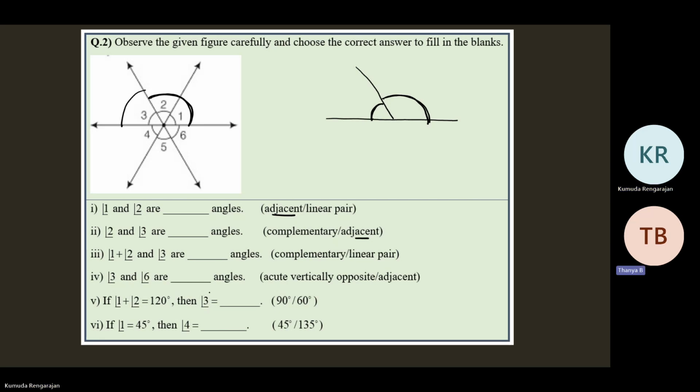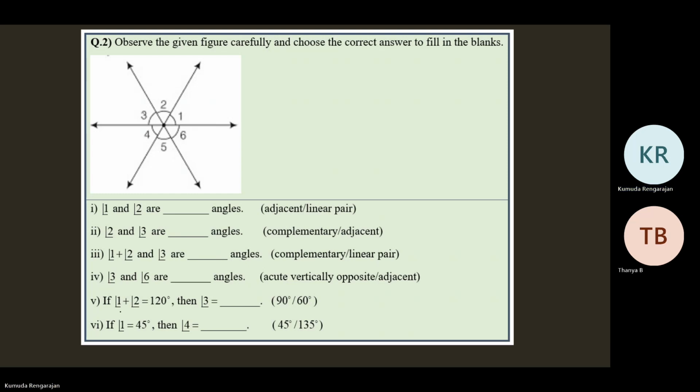Ma'am, is it a linear pair? Correct. Linear pair, because this is a straight line. This is angle 1 and 2, this is angle 3. They lie on a straight line, so linear pair. Angle 3 and angle 6? Acute vertically opposite angles. Correct. Since they are acute angles, their measures will definitely be less than 90 degrees. So they are acute vertically opposite angles.